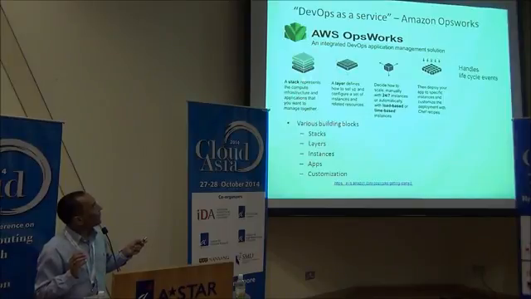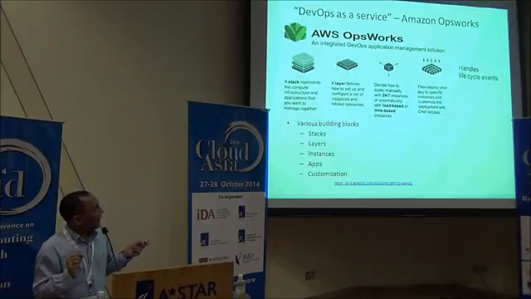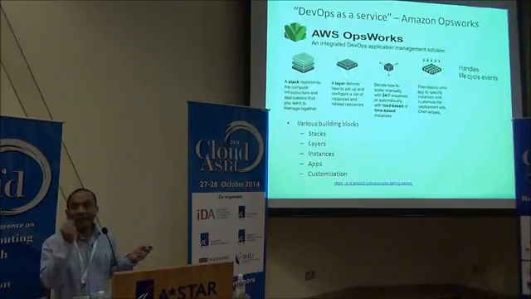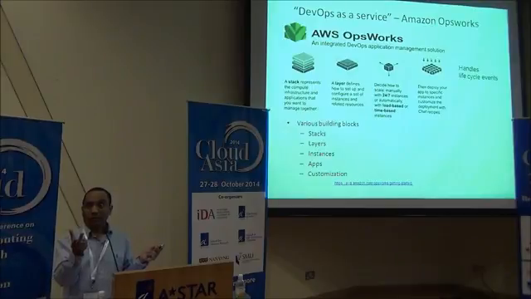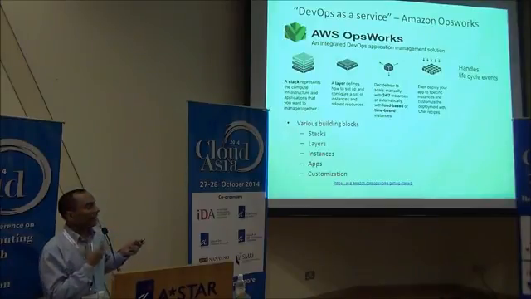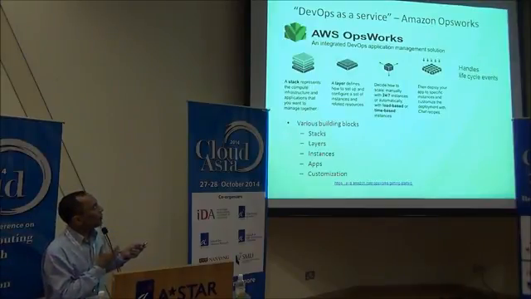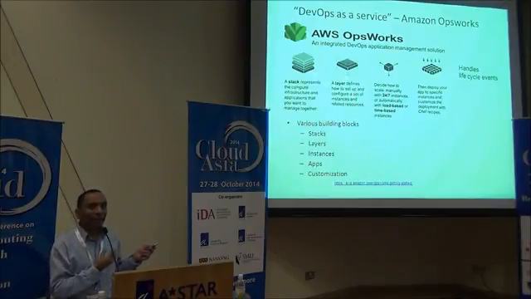A stack is basically a set of infrastructure. Within the stack, a layer consists of a set of instances. An instance is nothing but a registered machine. I just wanted to show you how Amazon has built the same exact framework.